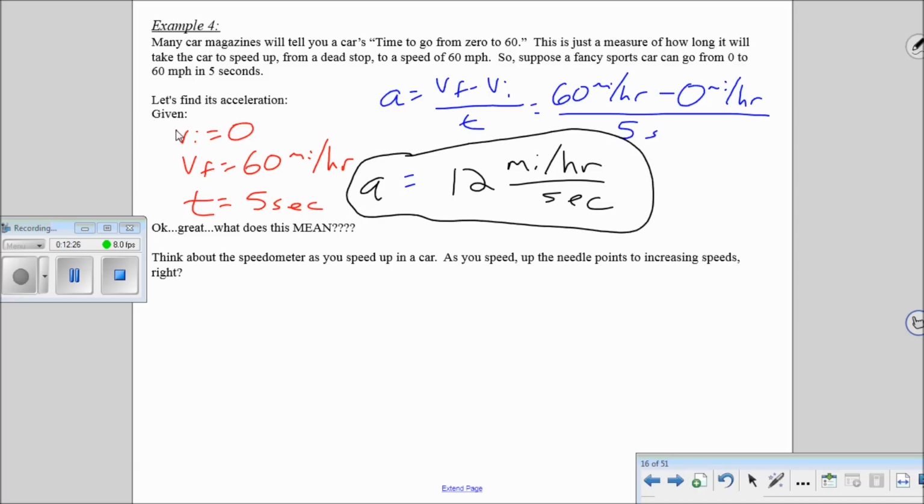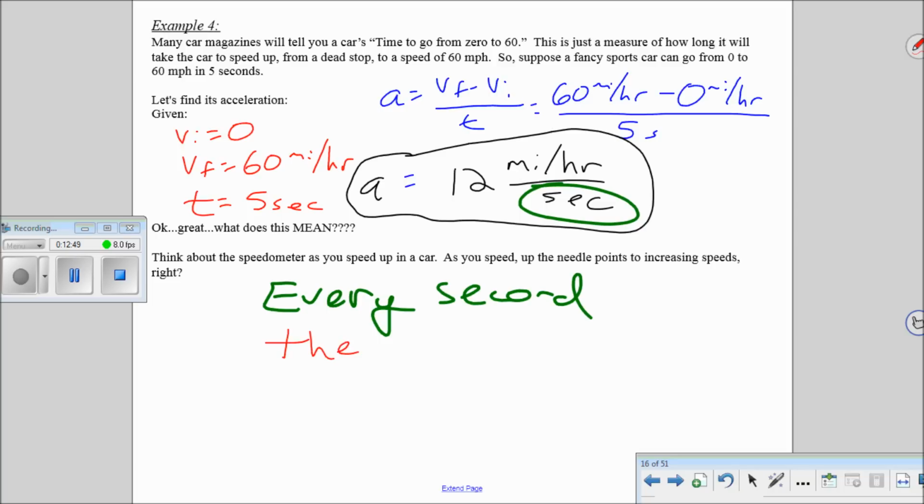Okay, so the acceleration is 12 miles per hour per second. What does that mean? Well, remember, it's measuring the rate at which the velocity changes. So what it means is this. Every second, the velocity, and this is going to be huge, I'm going to ask you to write this sentence out a gabillion times this chapter. So make sure you understand this. And when you do it, you have to refer to the velocity.